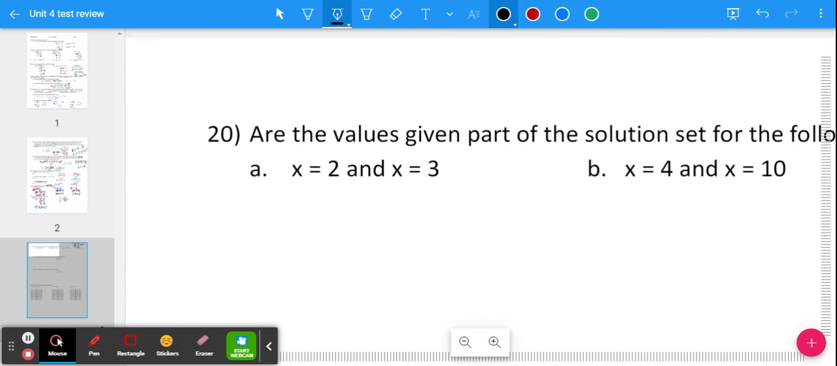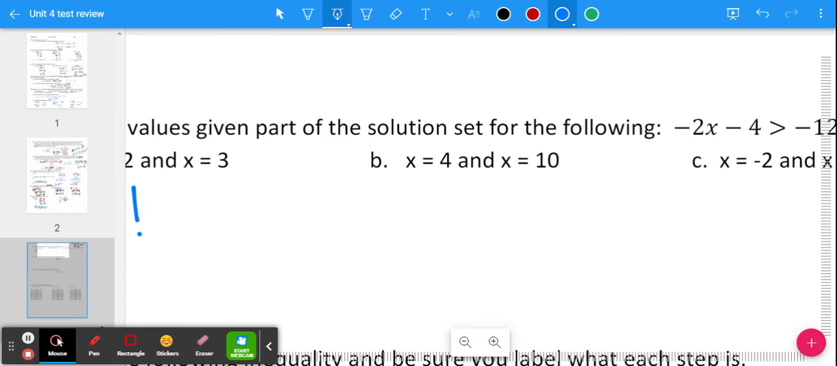So is 2 less than 4? Yes. Is 3 less than 4? Yes. So these are part of the set of solutions. Is 4 less than 4? No. Is 10 less than 4? No. So these are not part of your set of solutions.